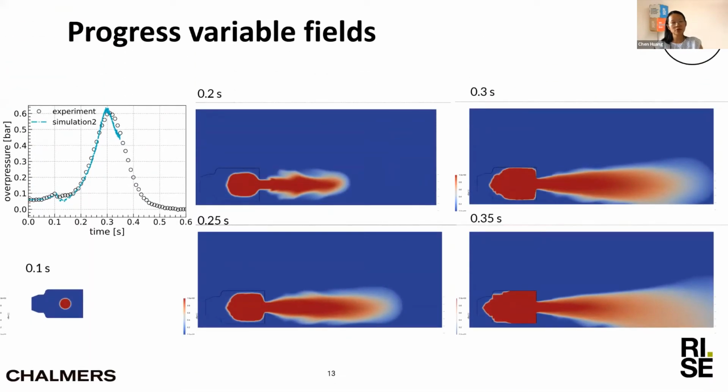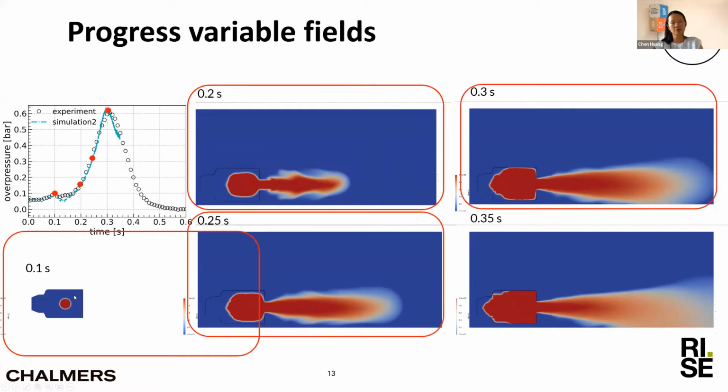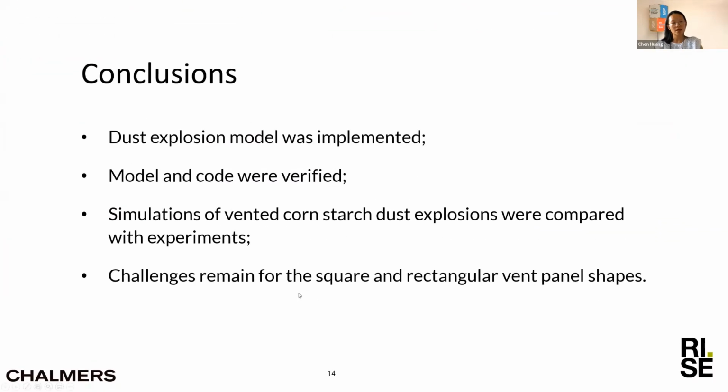And here are some colorful images showing, at different times, different flame development. And then there are some conclusions: we have implemented a dust explosion model, which is based on the premixed turbulent combustion model, and the model and code were verified, and the simulation results are compared to the large scale experiments, but we still have challenges for different vent panel shapes, and this should be improved using more advanced turbulence approaches, like maybe large eddy simulations.